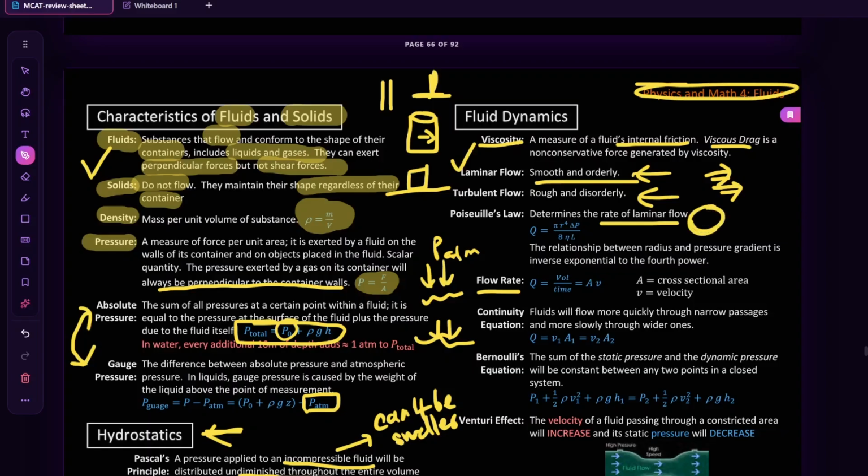So Q and R to the 4th, right? Okay. And so for flow rate, you don't have to know this too much. Remember the formula and how things affect different things. So the relationship between radius and pressure gradient is inverse to the 4th power. That's an important relationship that's highlighted.